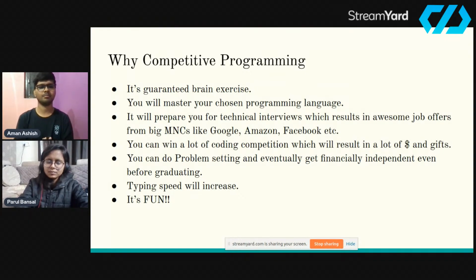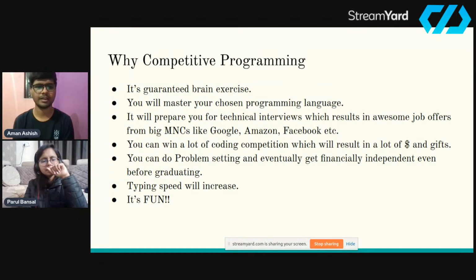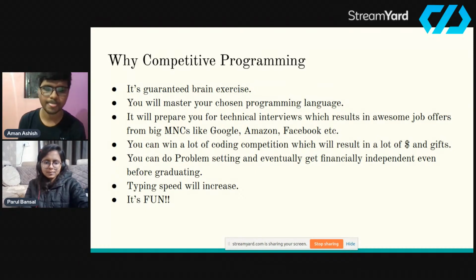So I think the best definition for competitive coding can be that it's one of the best things which can teach you problem solving. Yeah, I agree. Okay, so I think we can move to the next section. Okay, yeah.